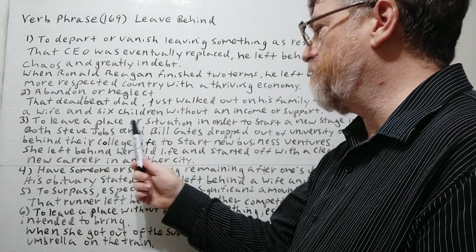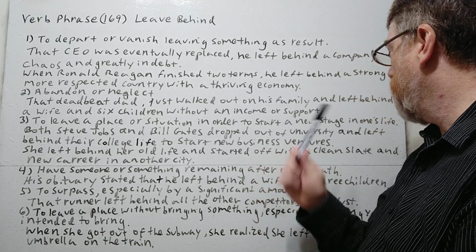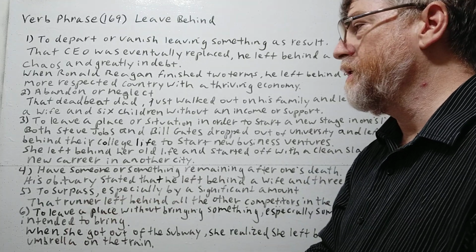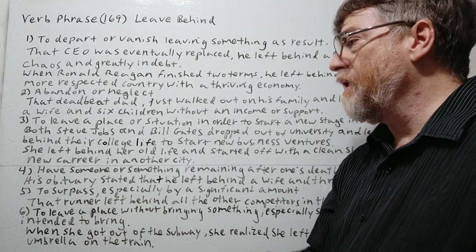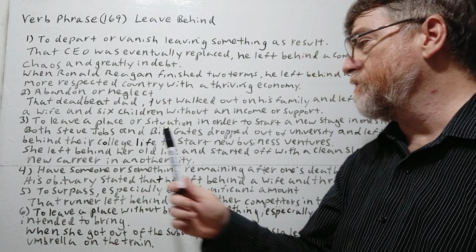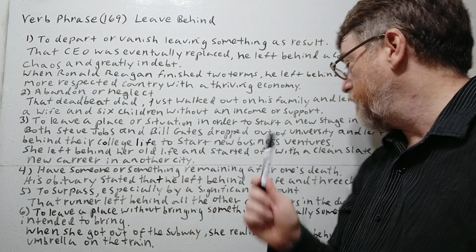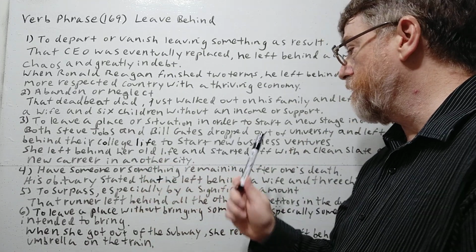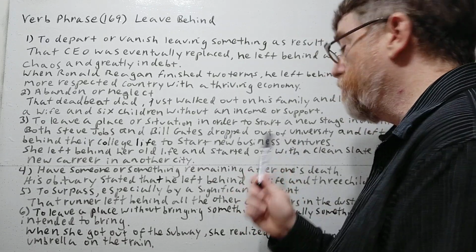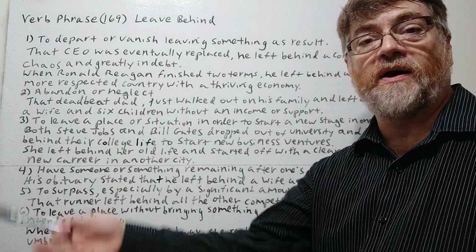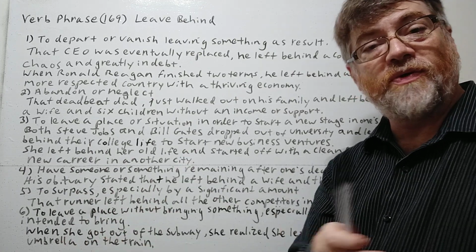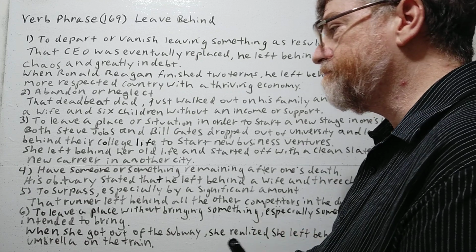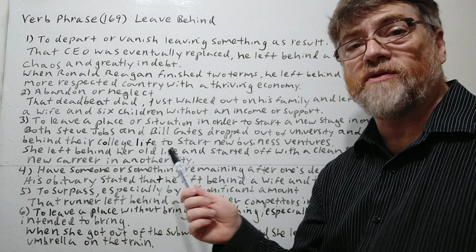All right, let's look at the third example here. To leave a place or situation in order to start a new stage in one's life. So you could kind of leave behind your old life. That's what we mean. Here's the first example. Both Steve Jobs and Bill Gates dropped out of university and left behind their college life to start new businesses, or new business ventures. They both left behind their old life to start a new life. Both of them never actually finished graduating from university.